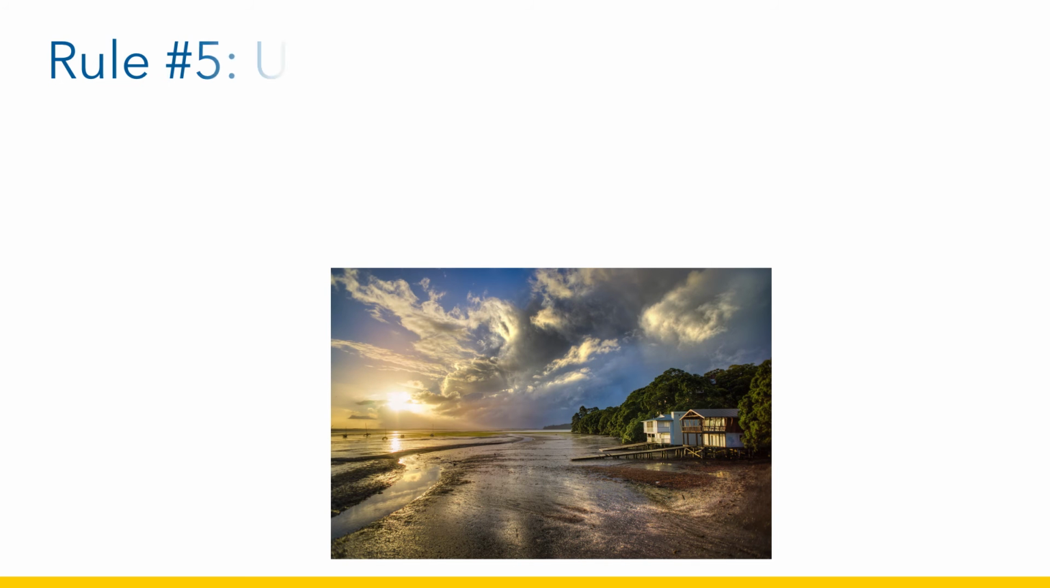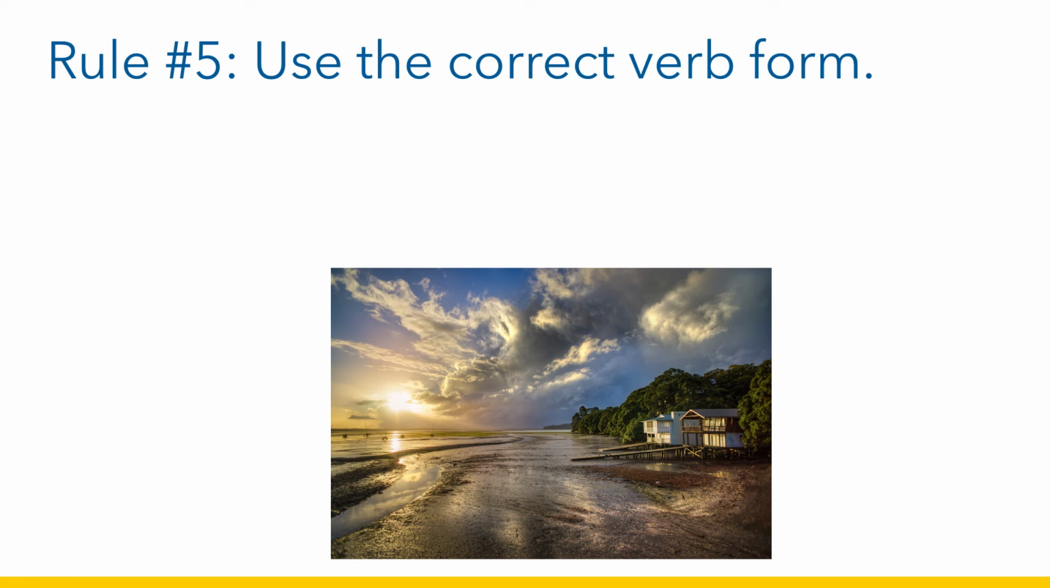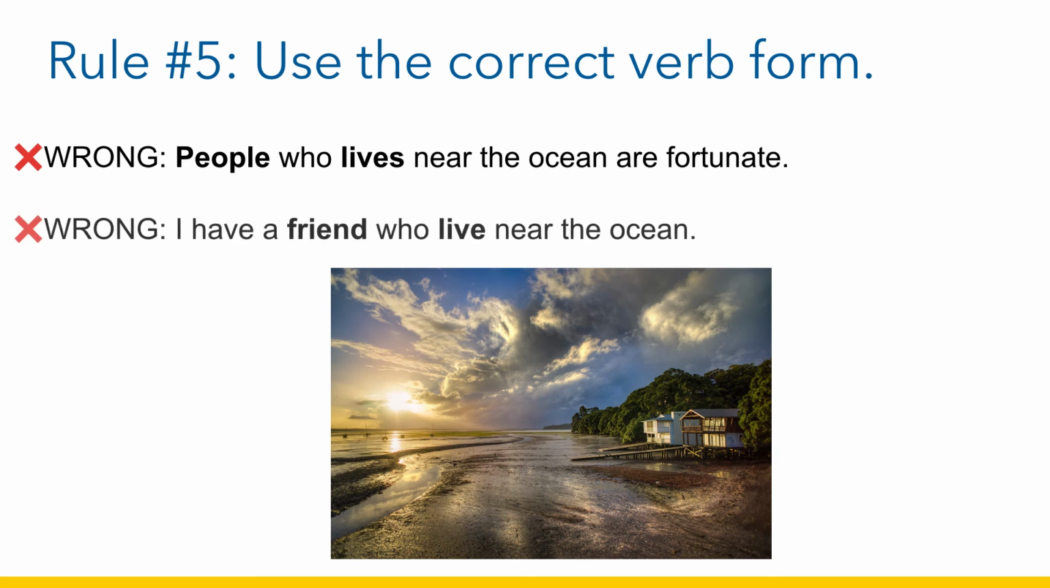Finally, rule number 5. Use the correct verb form. Sometimes when we write an adjective clause, we forget to make our verb agree with the noun that it modifies. Each of these sentences has an error in the verb form. Can you fix these sentences? In the first one, people is plural. So that means our verb should also be plural.